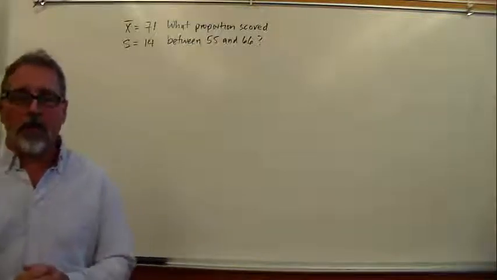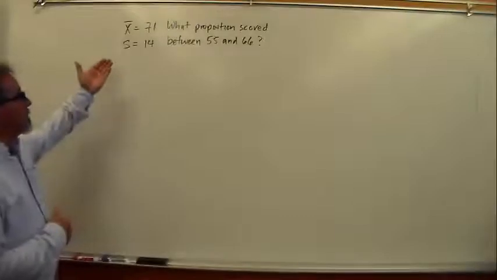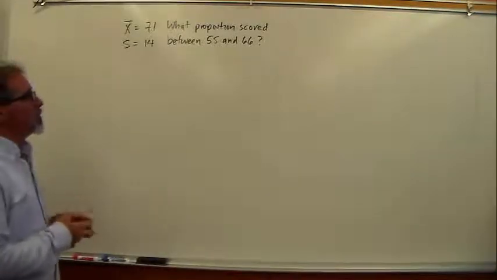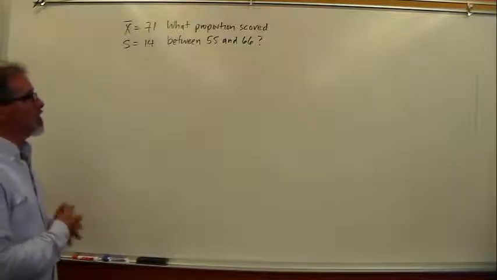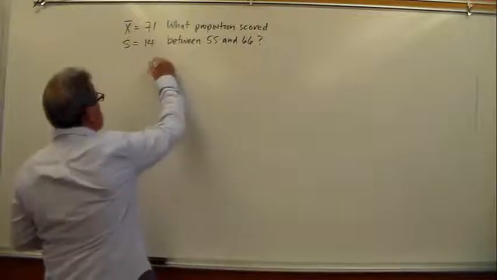All right, let's do another problem that involves two z-scores. Again, we're using the mean of 71, a standard deviation of 14. The question is, what proportion of students scored between a score of 55 and a score of 66? So we start, as always, by drawing a graph.